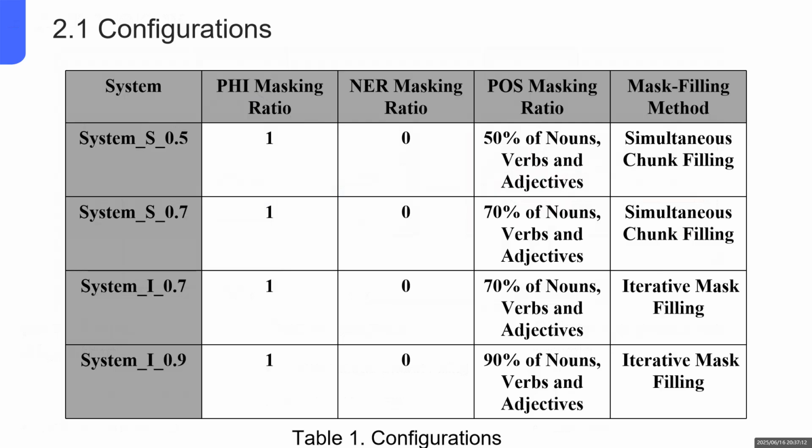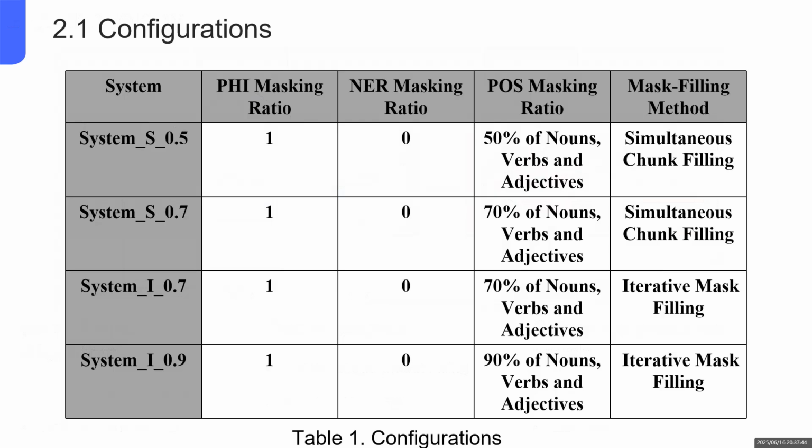By the way, the ratio is something we plan to explore further in future work. The first 2 configurations use simultaneous mask filling with a post-masking ratio of 15% and 17% respectively. The last 2 use iterative mask filling, with the post-masking ratio increased to 17% and 19%.